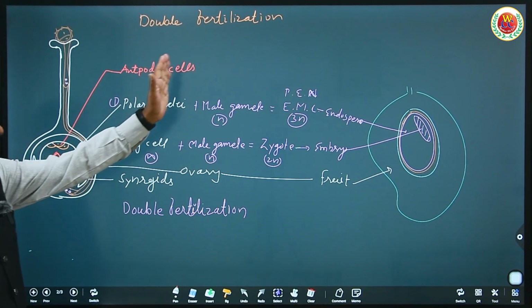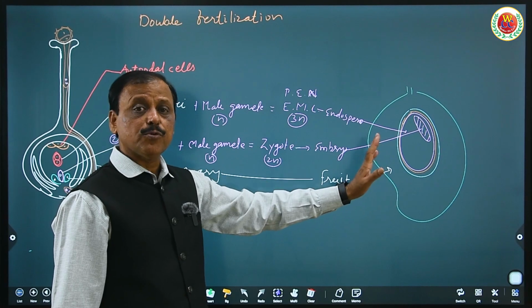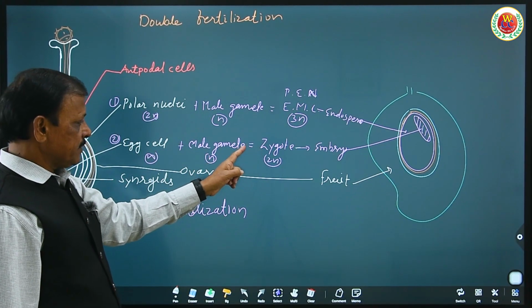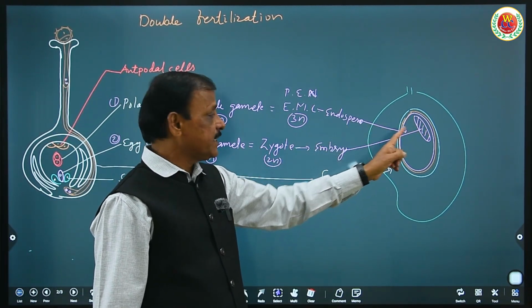So see, these are the pre-fertilization. That ovary is a pre-fertilization. Post-fertilization it become fruit. Egg cell with male gamete is a pre-fertilization. After fertilization, that zygote develop into the embryo of the seed.